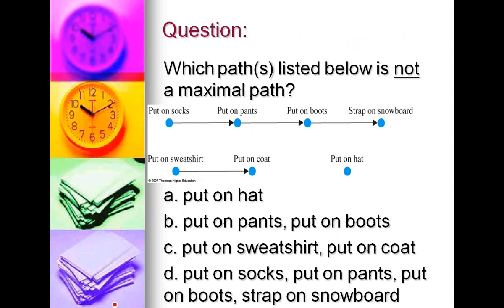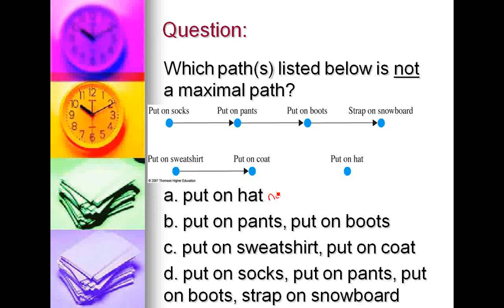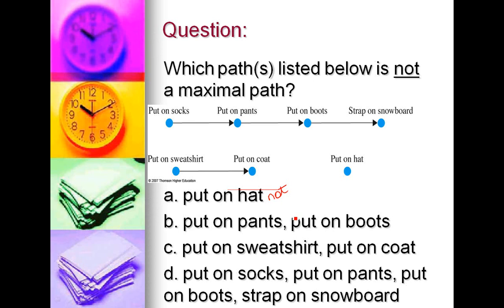So we want to know which ones below are not maximal paths. Well, put on a hat is an isolated vertex, so it is not a maximal path. Put on pants, put on boots. Put on pants is not a source. Put on boots is not a sink. So this is not a maximal path.